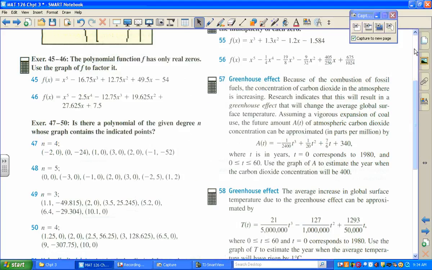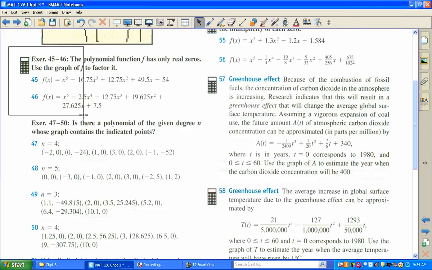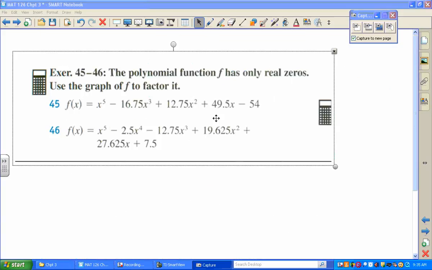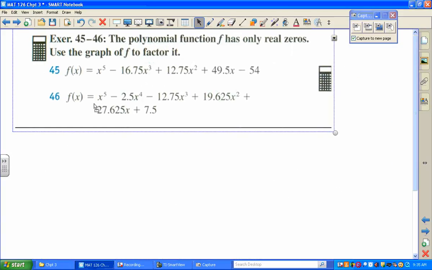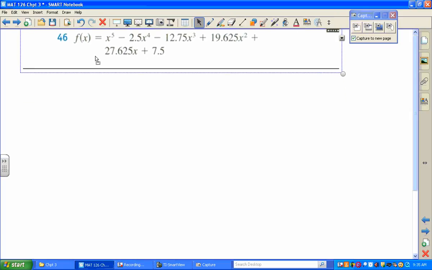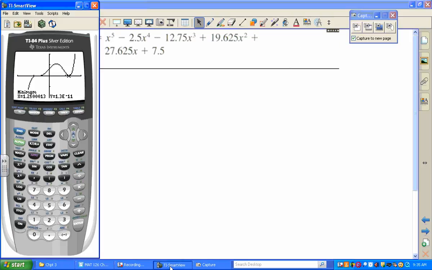Oh, use graph to factor it. There we go. Did I do 46? I was going to, but I didn't. There we go. 46. I thought we did it. I don't think so. I think I talked about it. All right, so 46. The polynomial has only real zeros. Use graph to factor it. So on 46, this is another practice. Oh, so you use graph that as it's the same thing. We're going to graph it out and give it a go. Those people that have shut down, turn your calculators back on. Let's give it a go.